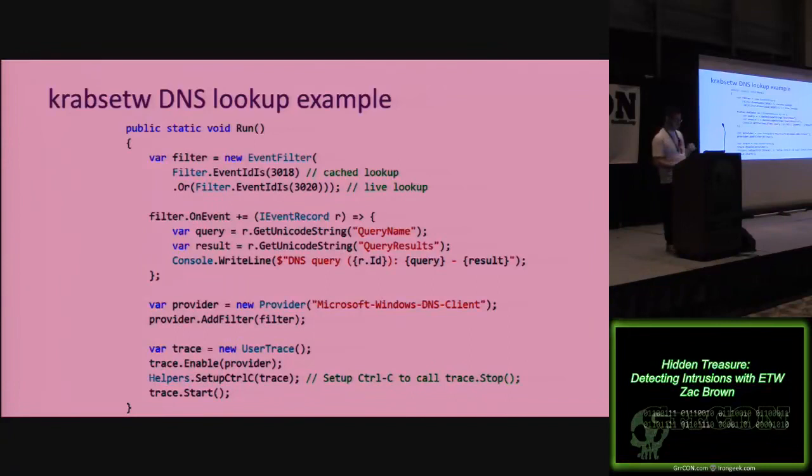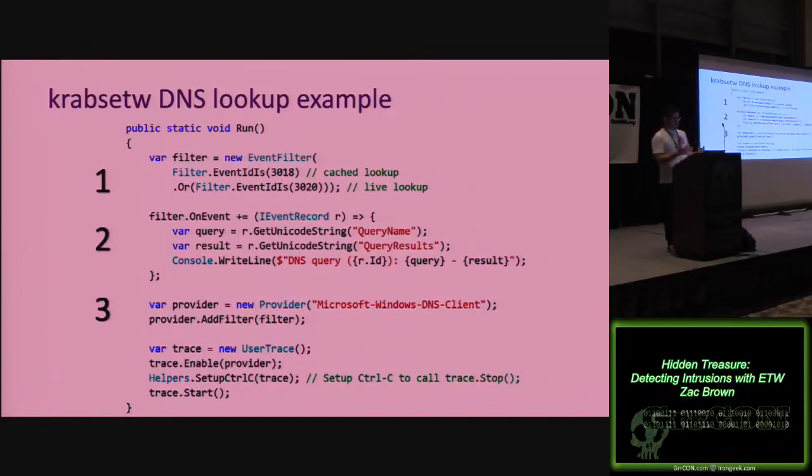Starting at the top and moving down, next to number 1, we're going to create a filter. This filter is looking for event 3018 and event 3020, which is a cache lookup for DNS or a live lookup. Then we're going to make a filter handler, which pulls out two properties off that event record: the query name and the query results. Query name is the domain name that was queried for, and query results is what came back from the DNS server. And that last line, we're just going to print it out so you can see it.